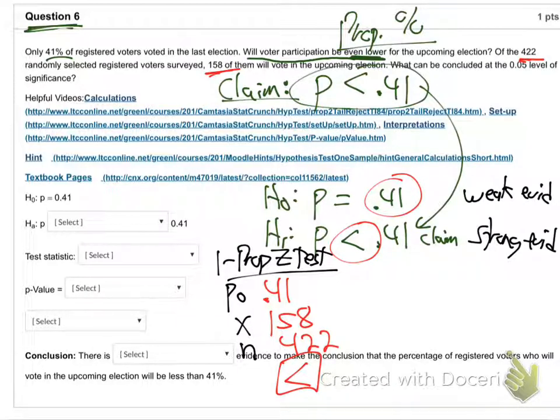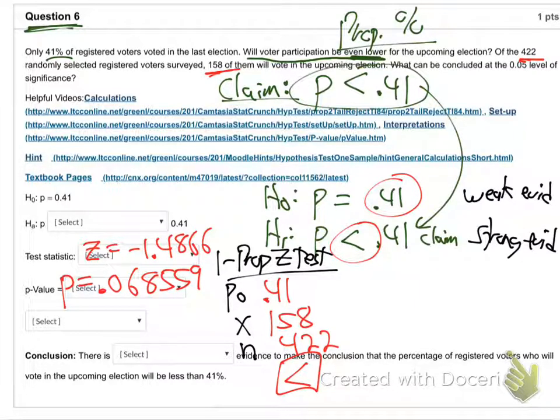And what do we get? We get a test statistic, Z, which is equal to negative 1.4866. I don't know how many places they want you to round. And then the p-value, we get a p-value equal to 0.06855, however many places they want you to do there. Don't worry about that other P down below it. Just grab the top P. It's always the top one.